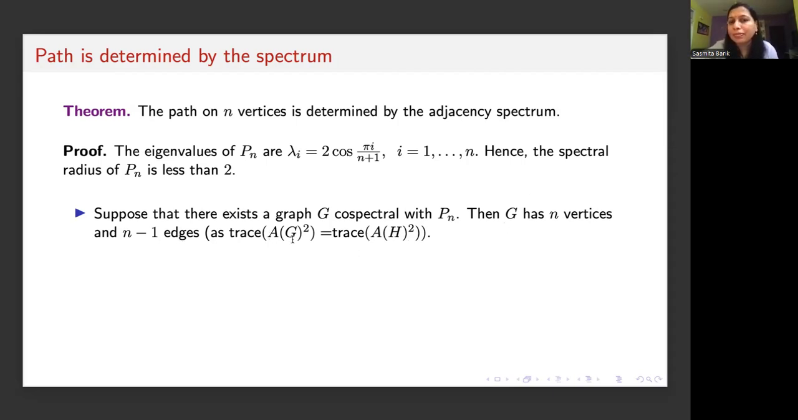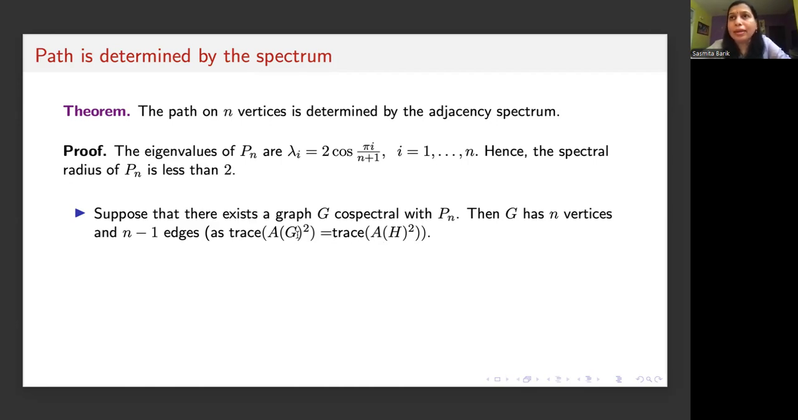Further, because AG and AH share the spectrum, the trace of AG to the power i is the same as the trace of APn to the power i. That trace will be the same because the eigenvalues are the same. So if I put here the trace of AG square and the trace of APn square, they will be the same.